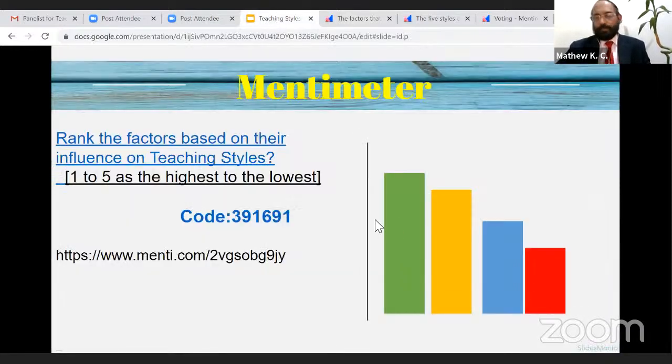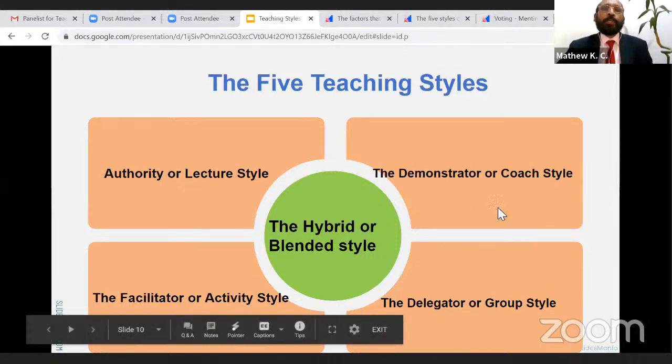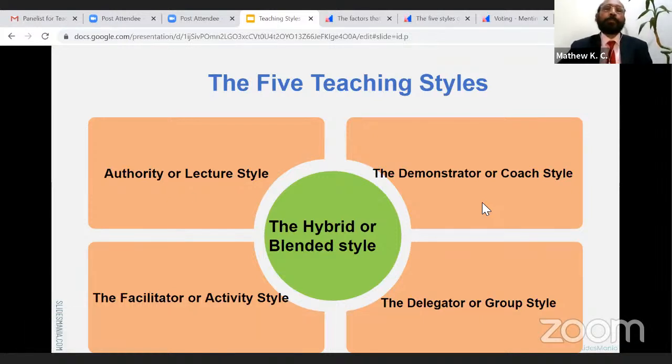we have all these factors simultaneously influencing our teaching style in varying degrees. When we make a close analysis, we can identify a few commonly used teaching styles. So far we have been discussing the factors that influence our teaching style. Now I am going to move to the central part of my session, that is, the teaching styles.